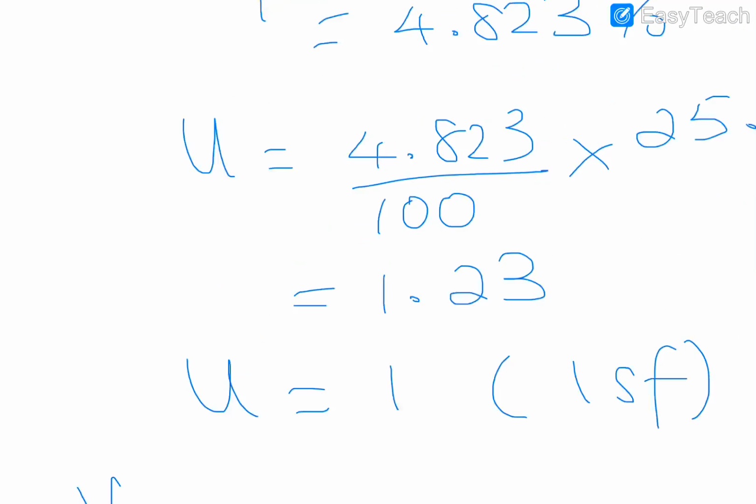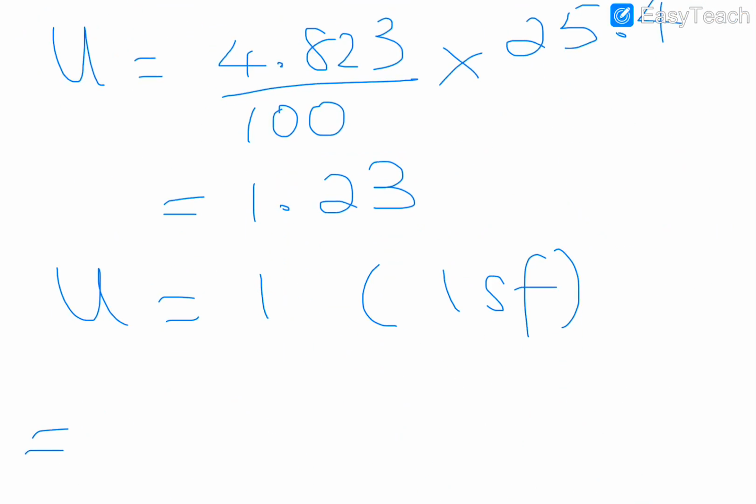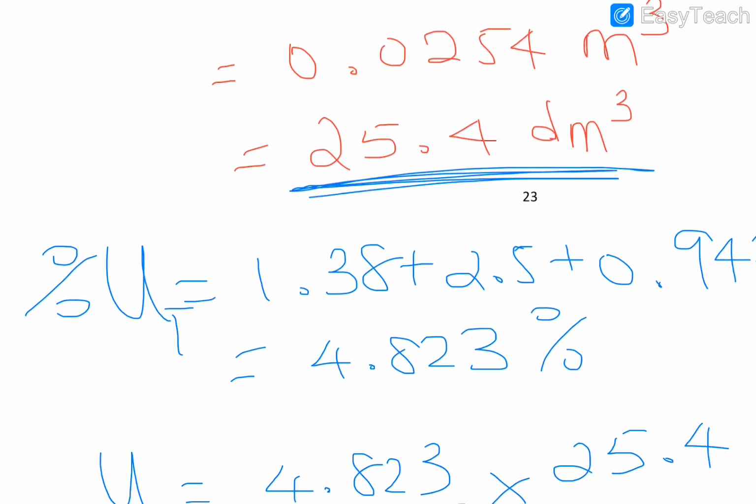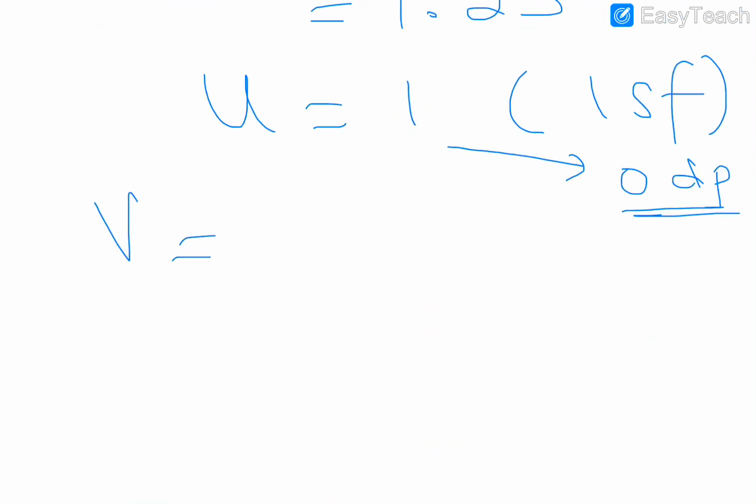Therefore, the volume is going to be quoted. So 1 SF, so this to 1 SF is 0 dp, which means that my answer for volume, this should be to 0 dp, so 25 plus minus 1 dm cube.